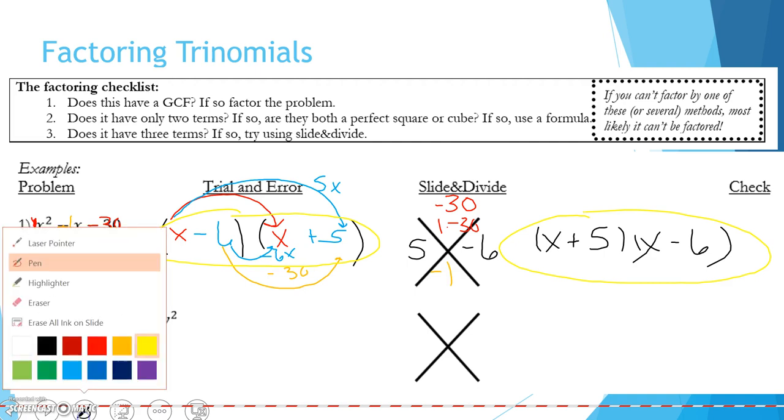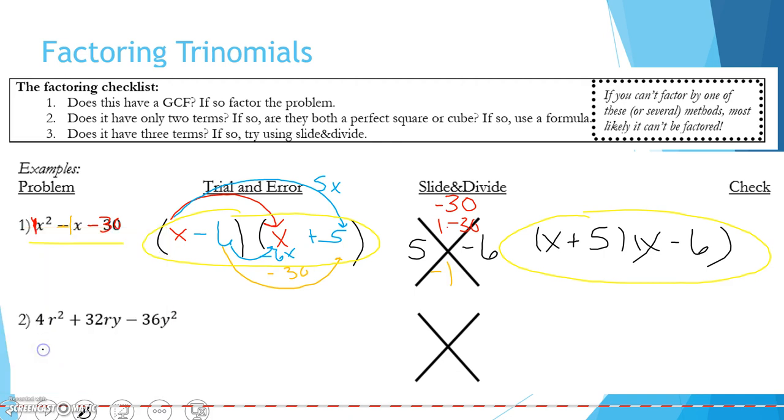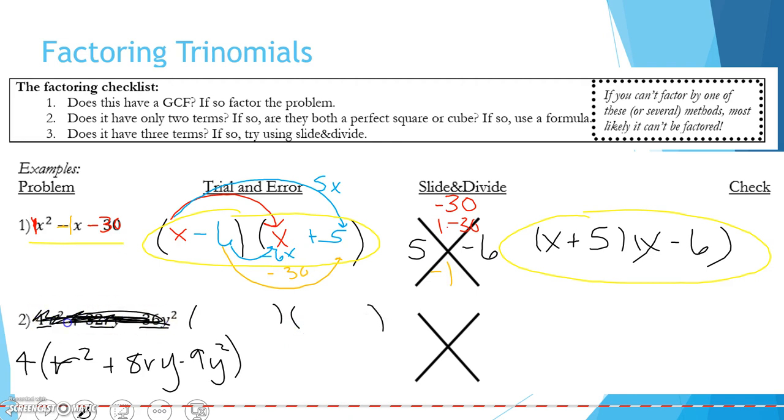So number 2 does have a GCF this time. The GCF in number 2 is 4. So I divide everything by 4, so I'm left with r squared plus 8ry minus 9y squared. So if you were doing trial and error, what you'd do is you'd first ignore that original problem. And that 4 that we took out would just go out front. I'm just now going to focus on what's inside the parentheses.